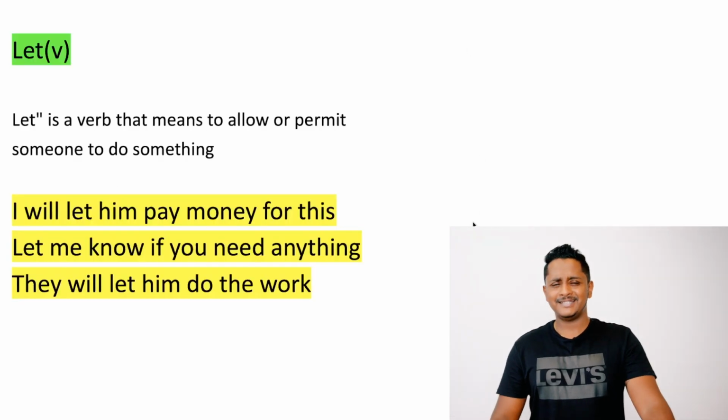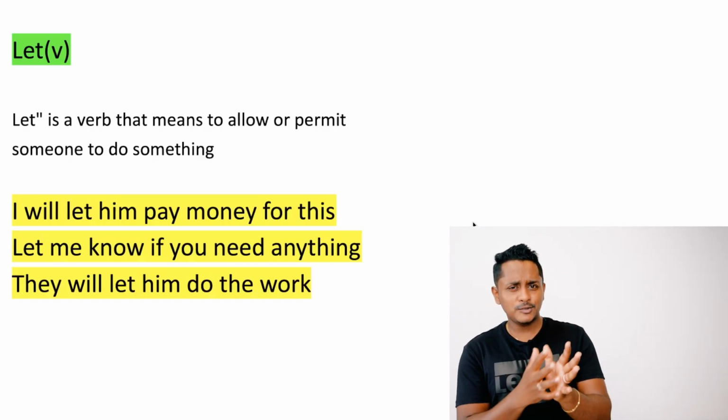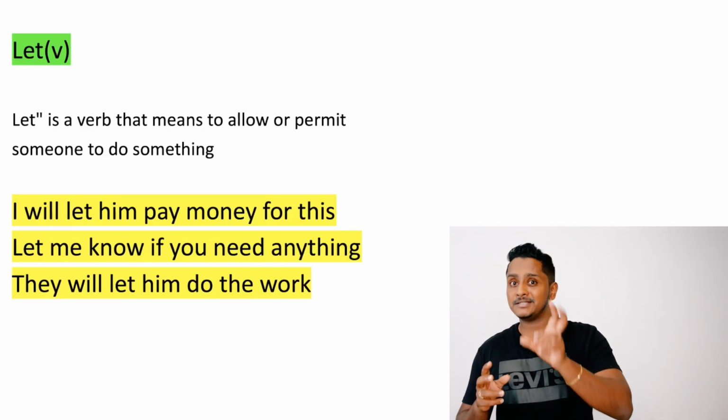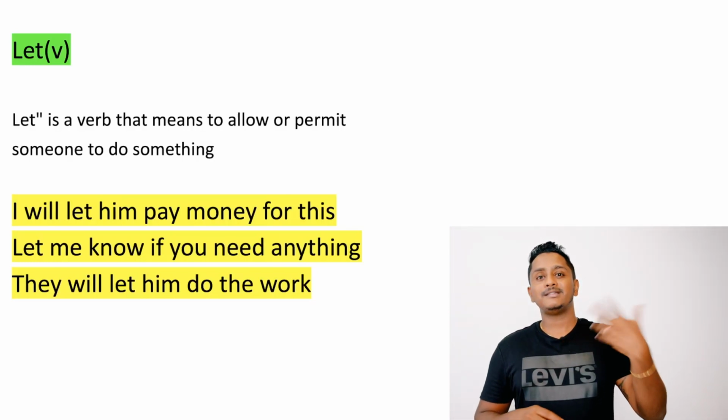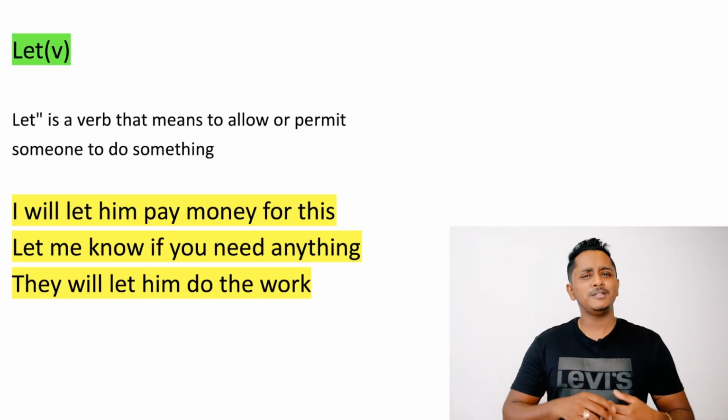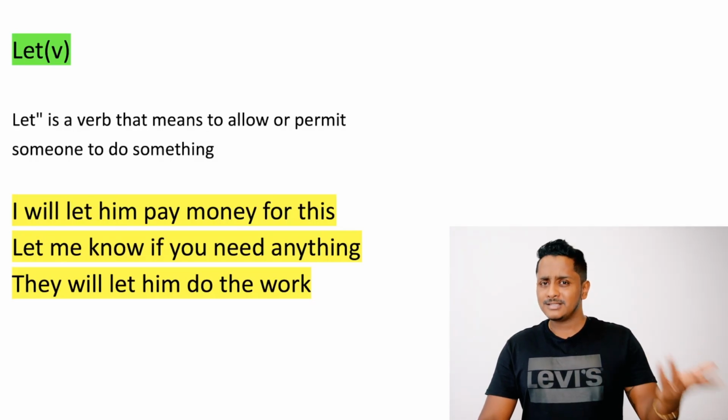Alright, so let, like any other verb, is also a verb. I want to eat this mango. Eat is a verb. He eats this mango, or they eat this mango. Let me do it. So let is a normal verb which means to grant permission, to allow someone to do something, correct?